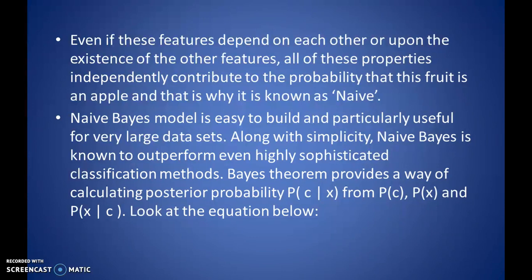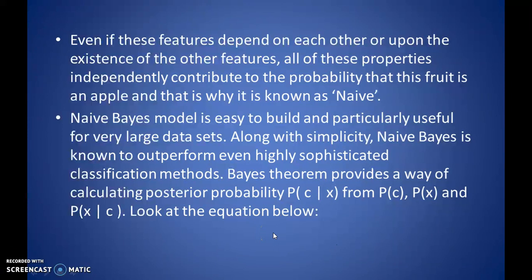Even if these features depend on each other or upon the existence of other features, all of these properties independently contribute to the probability that this fruit is an apple, and that is why it is known as naive. In the previous sessions, we also took the HIV test case, in which we have two different predictions which are independent of each other. So the naive-Bayes model is easy to build and particularly useful for very large data sets. Along with simplicity, naive-Bayes is known to outperform even highly sophisticated classification methods.